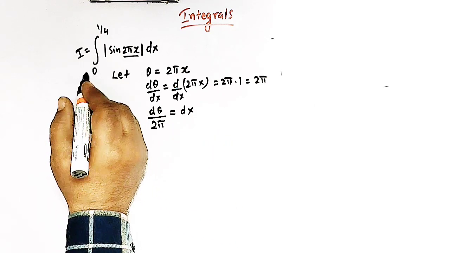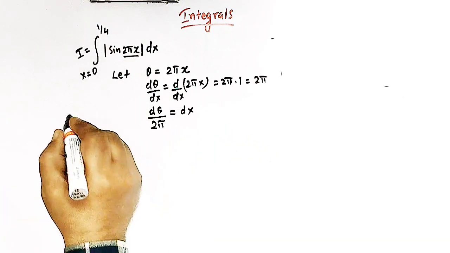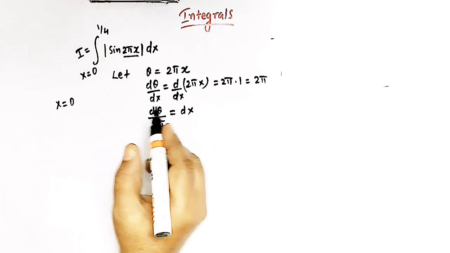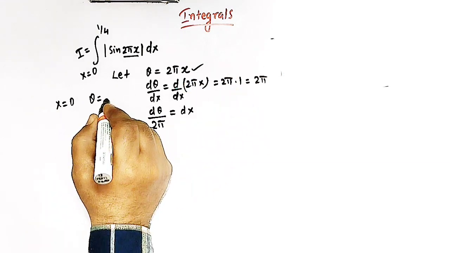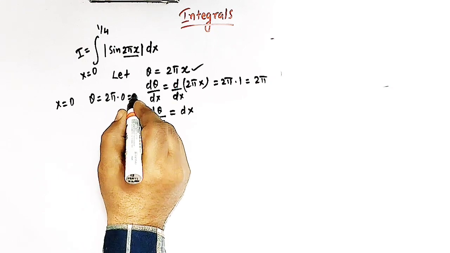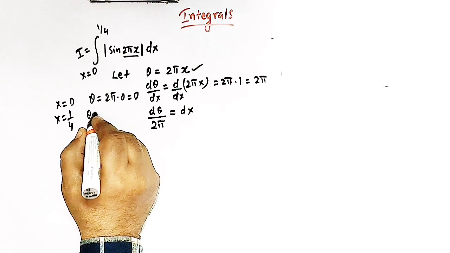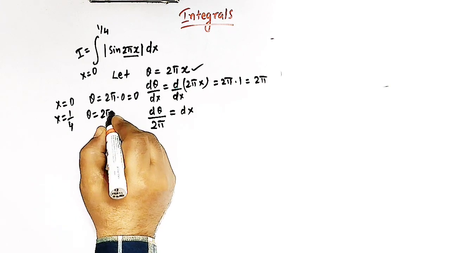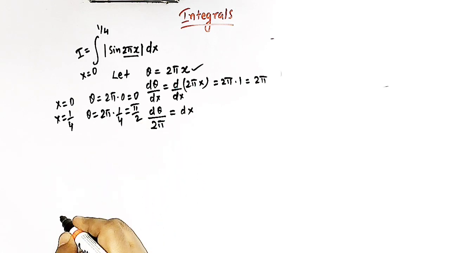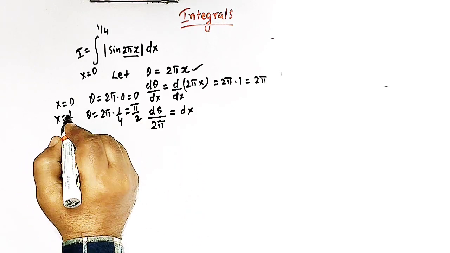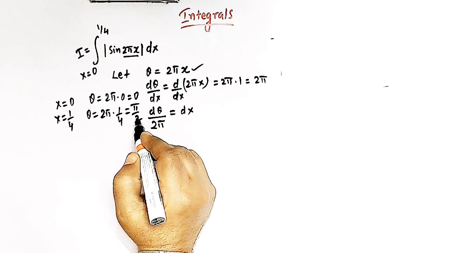And here x varies from 0 to 1 by 4, so let us change the limits accordingly. When x is equal to 0, then the value of theta can be obtained from this expression, that is 2 pi times 0 is equal to 0. And when x is equal to 1 over 4, then theta is equal to 2 pi times 1 over 4, and here we have pi over 2. So when x changes from 0 to 1 by 4, theta varies from 0 to pi by 2, right?